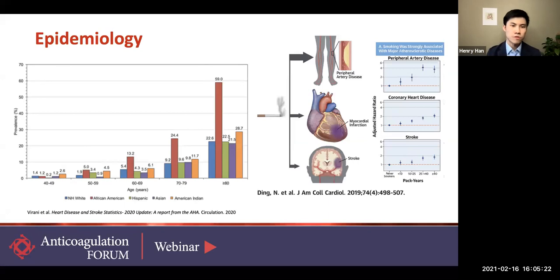And so we'll start with the graph on the left-hand side. These are some data from the NHANES registry, which has been collected for many, many years. This is from the American Heart Association most recent 2020 update. And there's 2 points that I want to make with regards to this graph. So moving left to right, you'll notice increasing age by decades. The different colored bars represent different ethnicities.